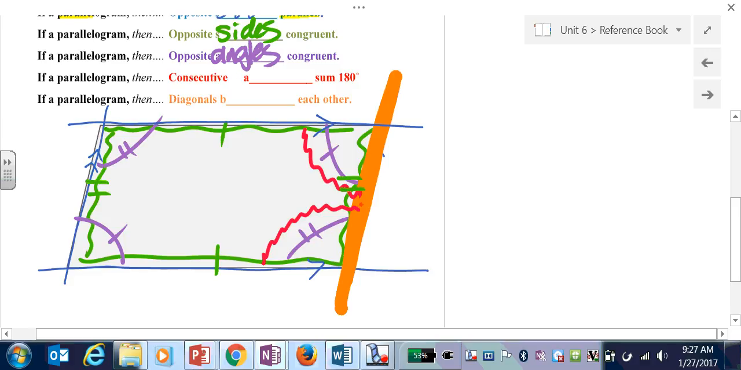It's either alternate interior, corresponding, or consecutive interior. Those red angles, 5 seconds of silence and tell me what you think they are. 5. Tell me what you think.